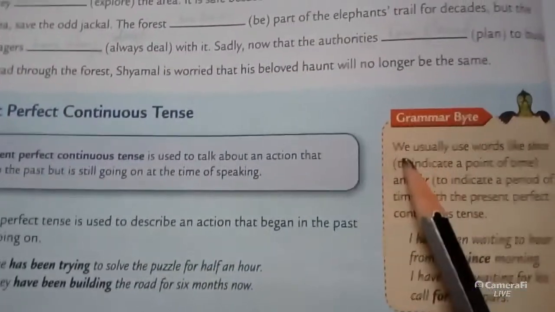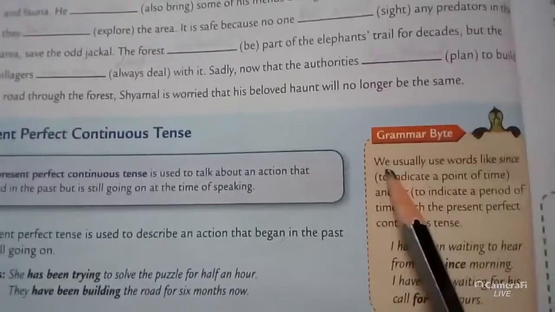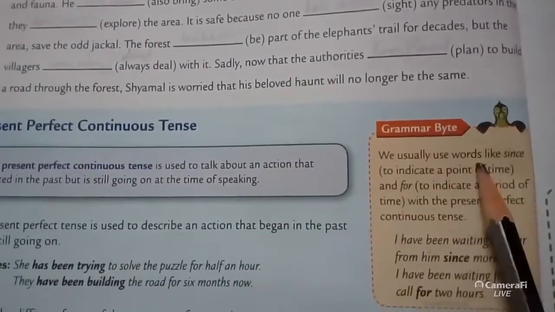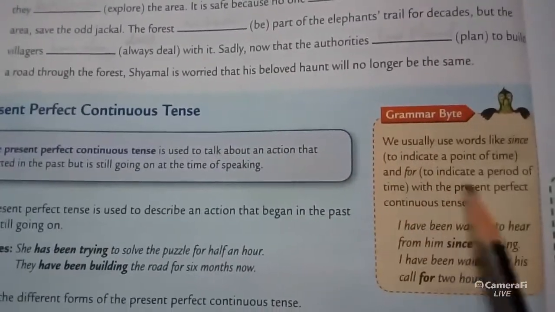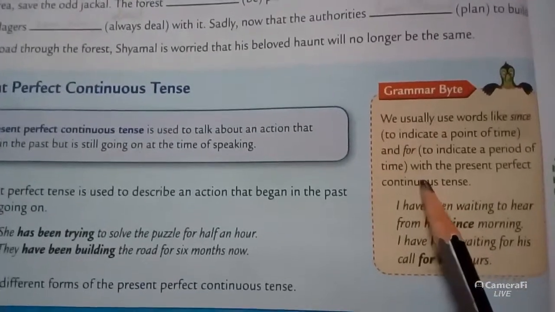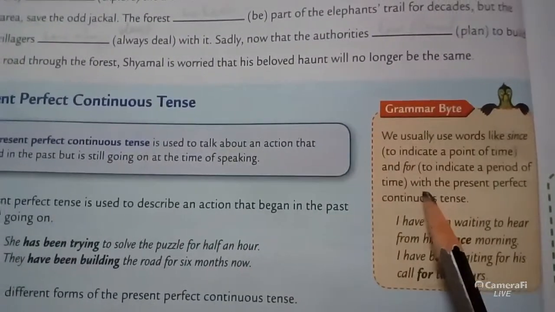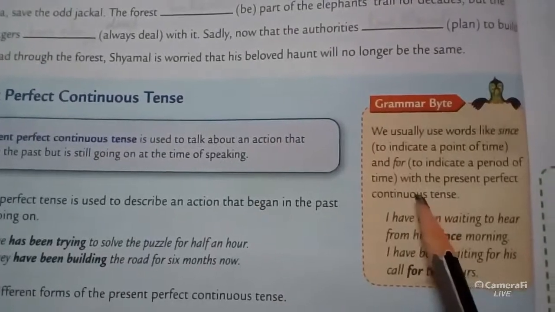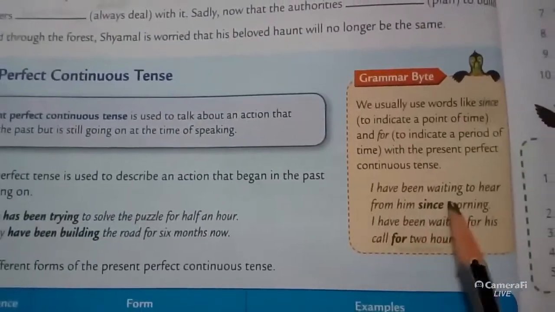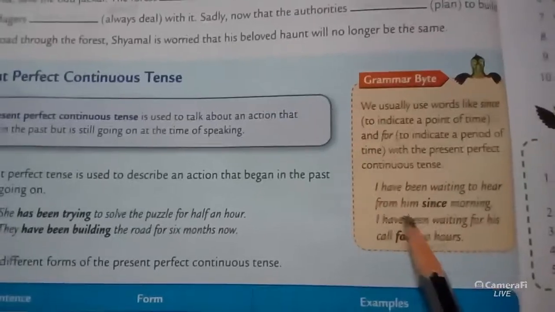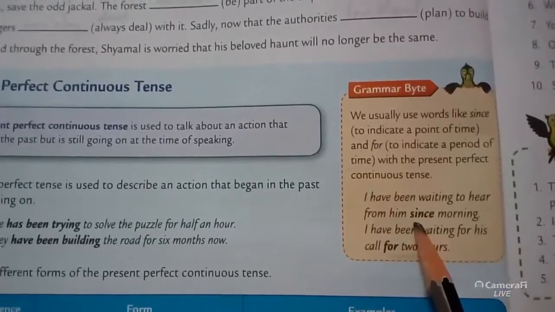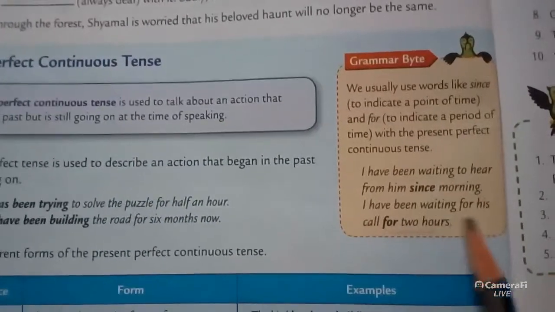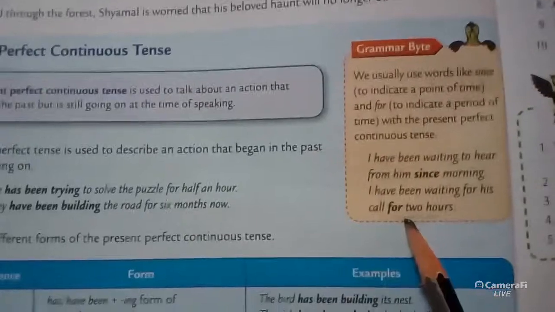See here the grammar bite. We usually use words like since to indicate a point of time and for to indicate a period of time. That means since Monday, but for 2 years, with the present perfect continuous. I have been waiting here for him since morning. That is a point of time. I have been waiting for his call for 2 hours. That is a period of time.